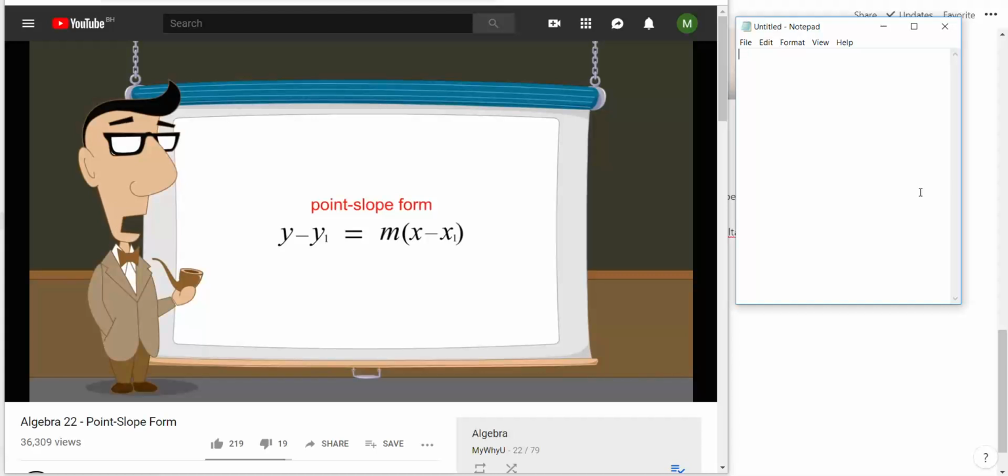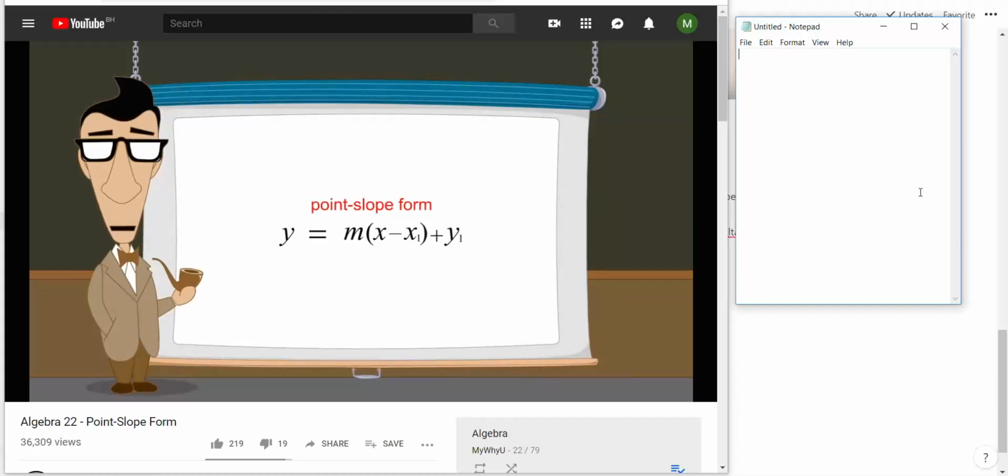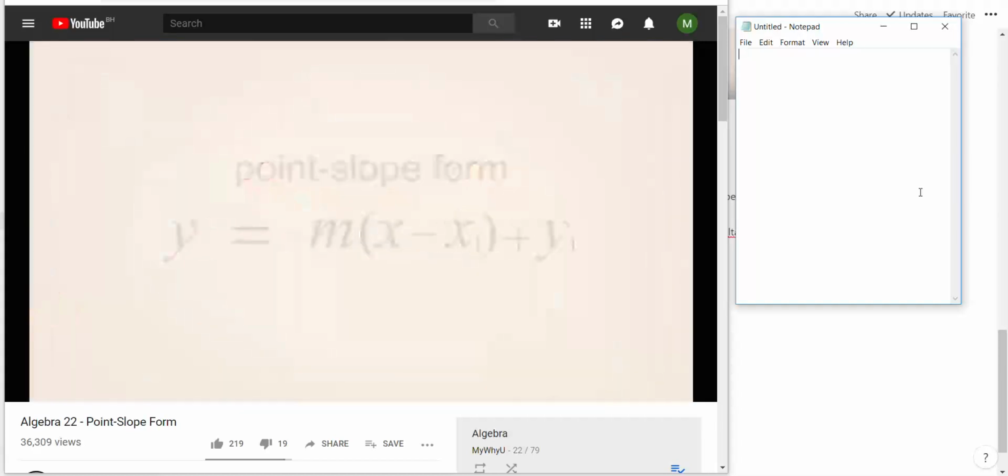You may sometimes see the point-slope equation written with the variable y alone on the left side. To write the point-slope equation in this form, we simply add y1 to both sides, canceling out the negative y1 on the left, which gives us the point-slope form with y alone on the left side. Now let's try another example using this form.